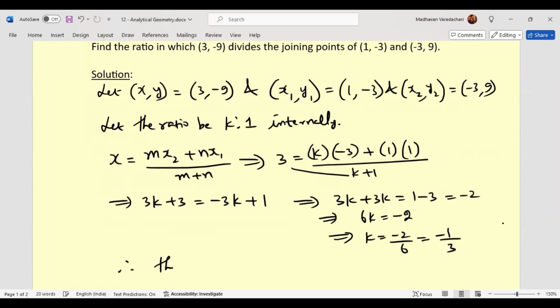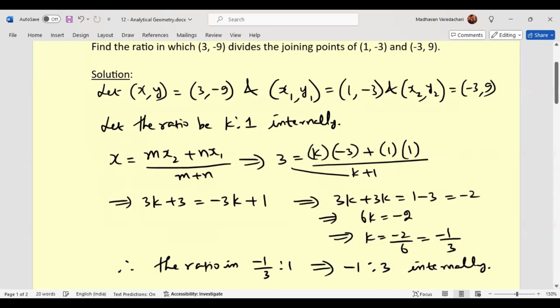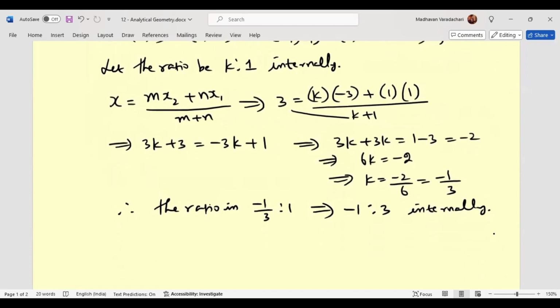Therefore, the ratio is k is to 1, that is -1/3 is to 1, which can be rewritten as -1 is to 3 internally. But if it is -1 is to 3 internally, it will become 1 is to 3 externally.